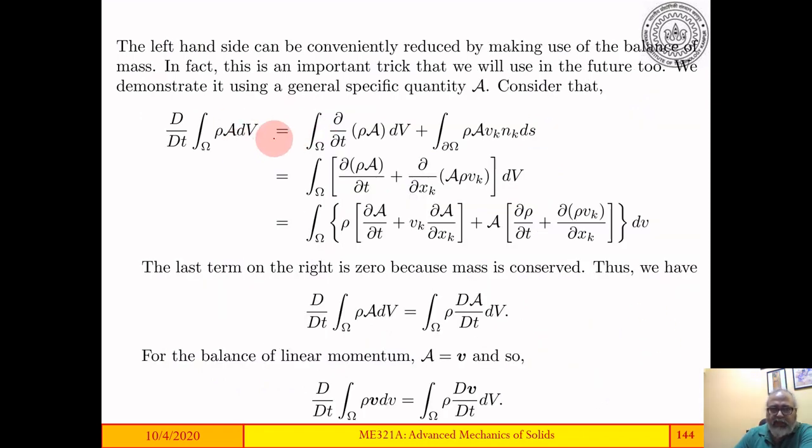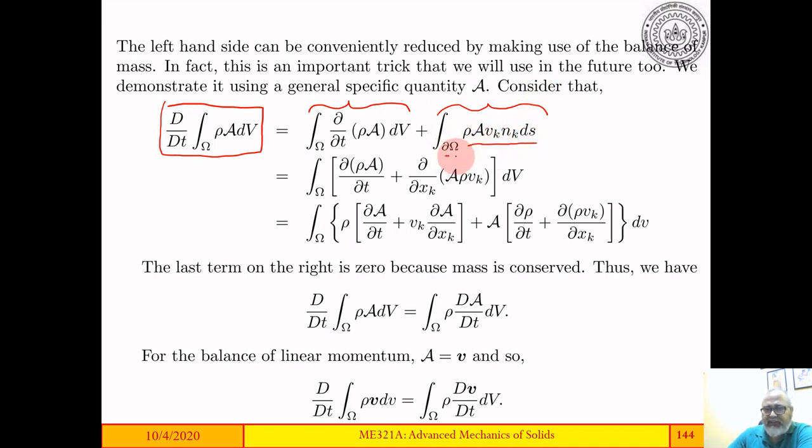Here we go. This is the total rate of change of A over the volume omega. Apply the Reynolds transport theorem to it. This is the first term. This is due to generation or destruction of rho A, and this is due to the flux of rho A through the boundary.